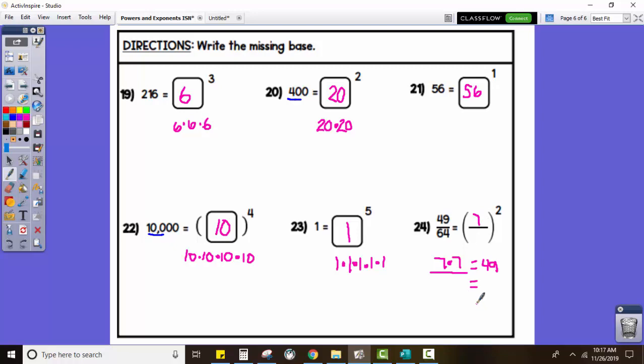Okay, then if I look at what number multiplied by itself twice equals 64? Because that's the denominator here. I know 8 times 8 is 64, so my fraction then is 7/8. Just look at them as two separate problems here that you have to figure out. So 7/8 to the second power equals 49/64.